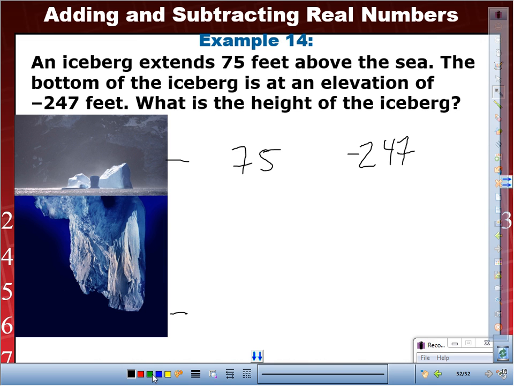So what can I do? We do what? Add the opposite. Or how can we change this into absolute value? So whenever you're looking at distances with negative numbers, you plus the absolute value of the second. That's going to leave us with 75 plus 247, and that gives us a sum, right?